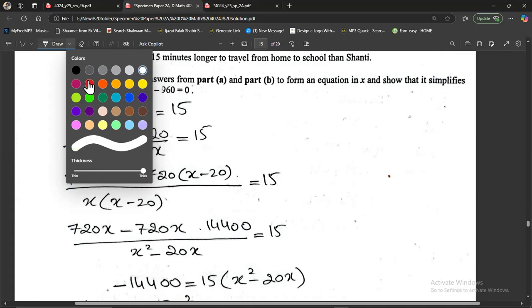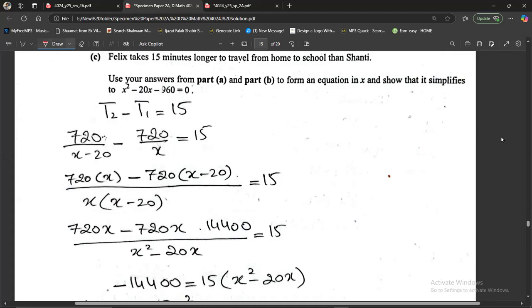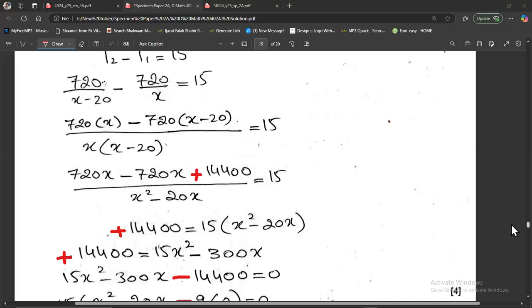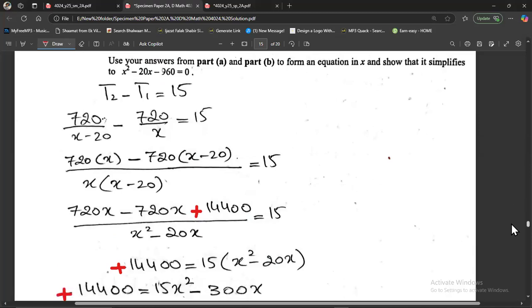Okay. So it is positive. So here we have a positive sign. I by mistake wrote negative sign. Okay. So here it will be plus 14400, and the whole thing is divided by the x squared minus 20x equals to 15.